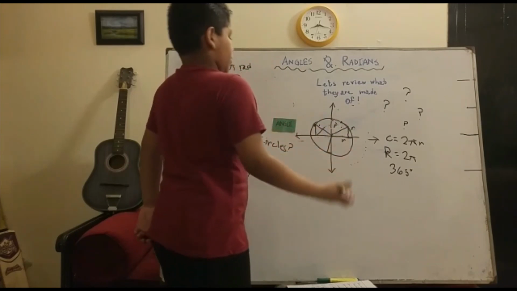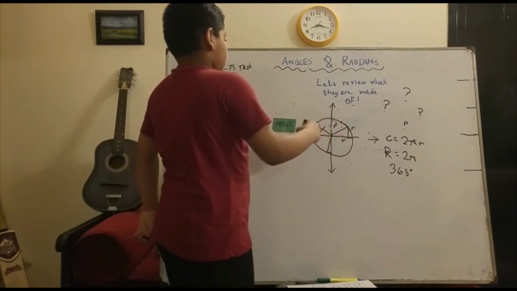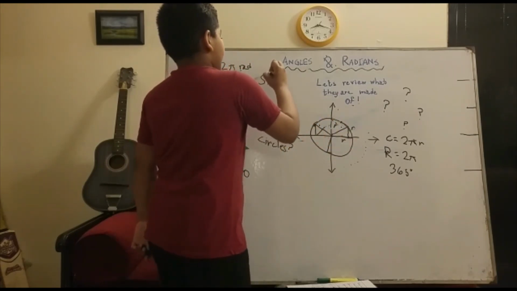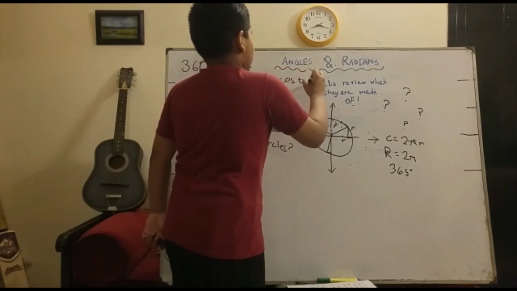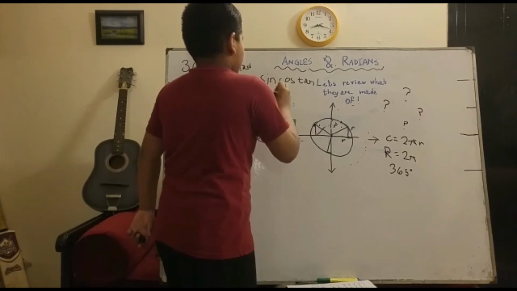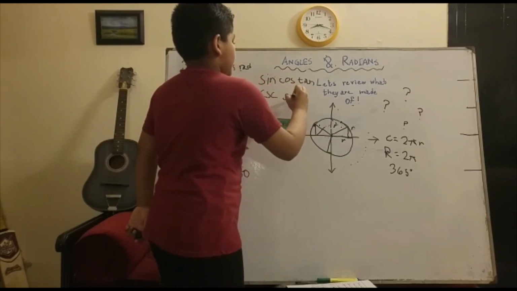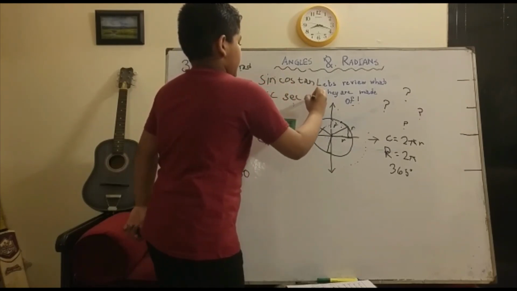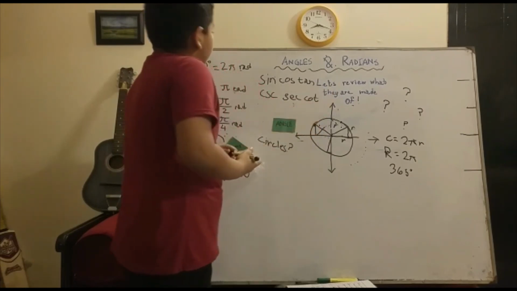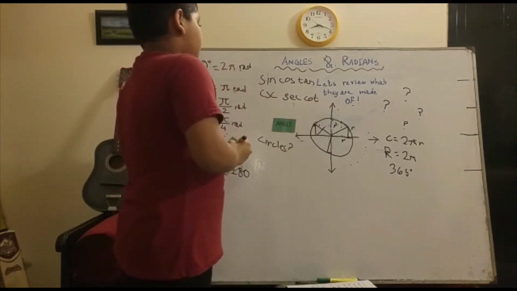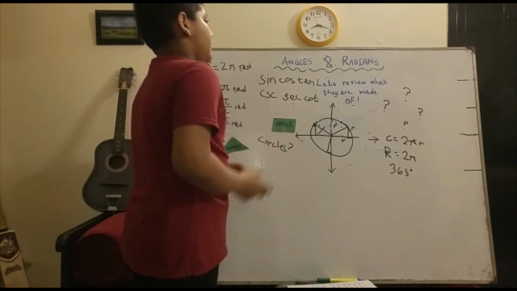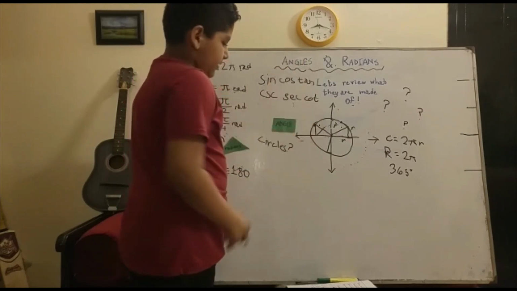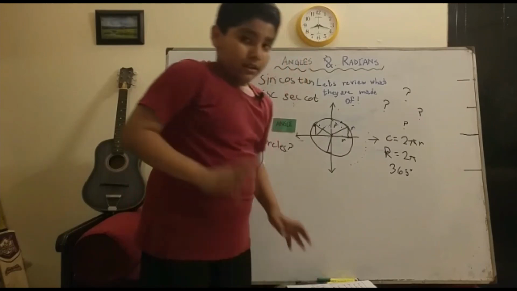And the relationship can be represented by sine, cosine, tangent, and the reciprocals, cosecant, secant, and cotangent. In my previous trigonometry video, all the links are in the description, even in my angles and triangles videos. So that's all there is to it.